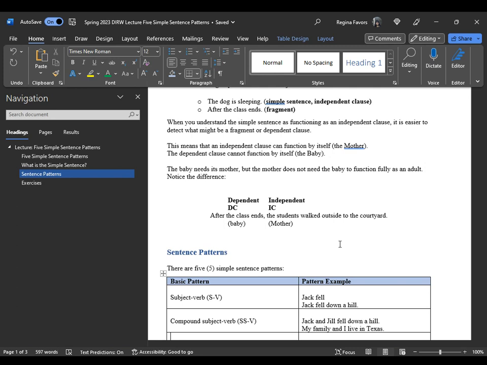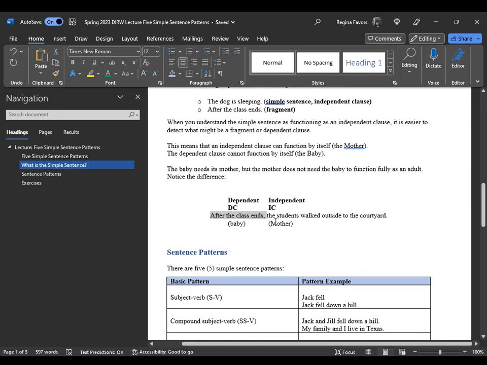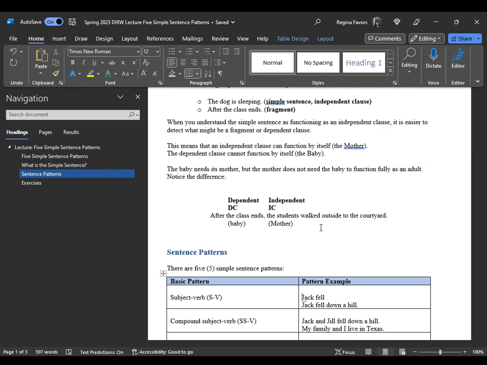So, knowing the difference between a mother and a baby, the dependent clause after the class ends, that's your dependent clause. That is DC. That's your baby. The students walked outside to the courtyard. That's an independent clause. I see mother. If we completely took away after the class ends and we just left the students walked outside to the courtyard, that would be an independent clause. You don't need anything else. It's a simple sentence.